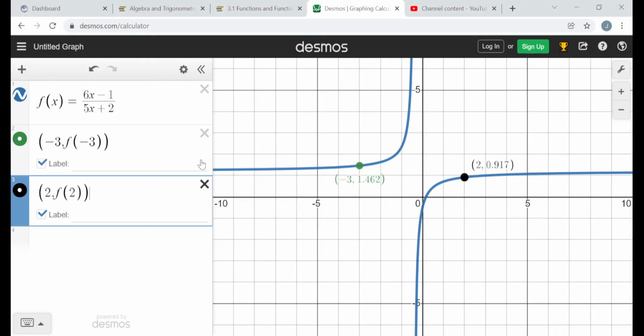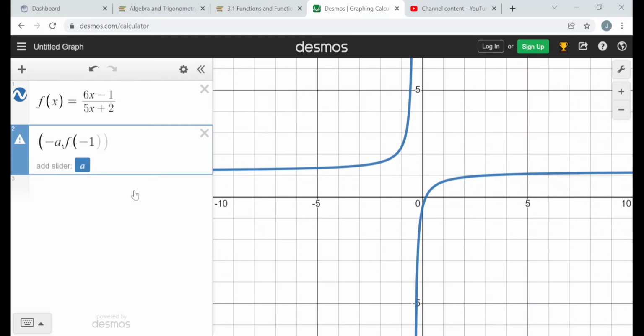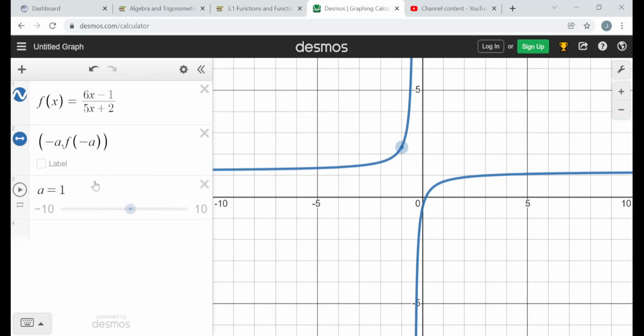So going back here, keeping the original function up, now my points I want to apply are input negative a, output f of negative a, and I'll add a slider for a. And again, when a is 1, remember the output should be 7 thirds. That's 2.33333. There it is.